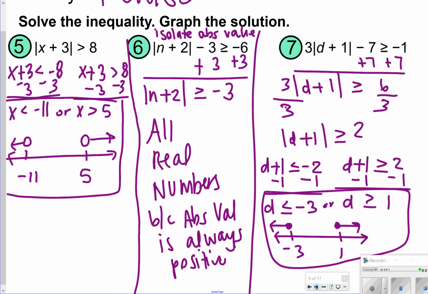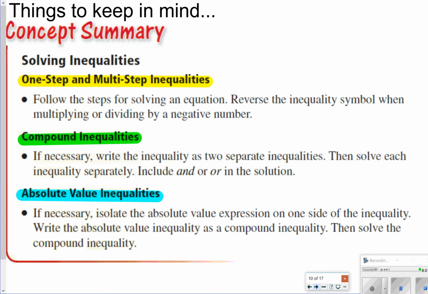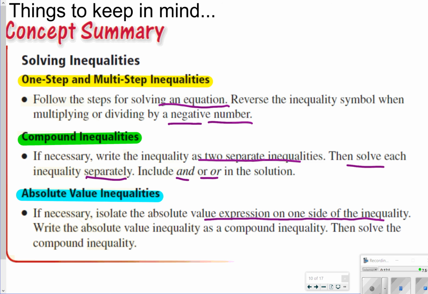Okay, that is going to be all for our notes today. Just remember, for one-step and multi-step inequalities, follow the steps for solving an equation. You're reversing the inequality symbol when multiplying or dividing by a negative number. Compound inequalities, if necessary, you write them as 2 separate inequalities and then solve each separately. Include and or in the solution, depending. And then absolute value inequalities, isolate the absolute value expression on one side of the inequality, which is what we saw in number 7. Write the absolute value inequality as a compound inequality and then solve.